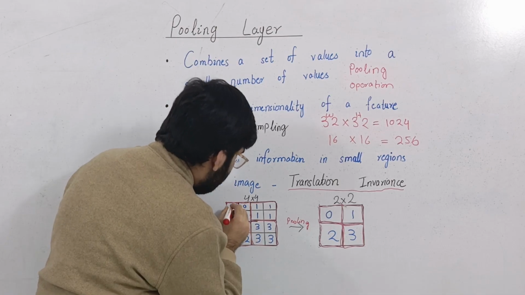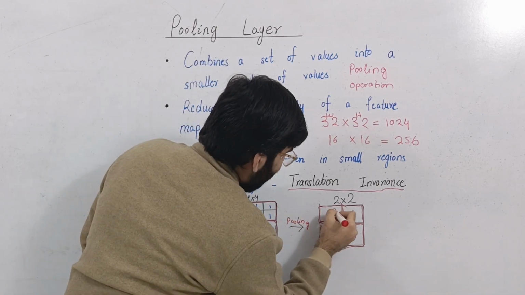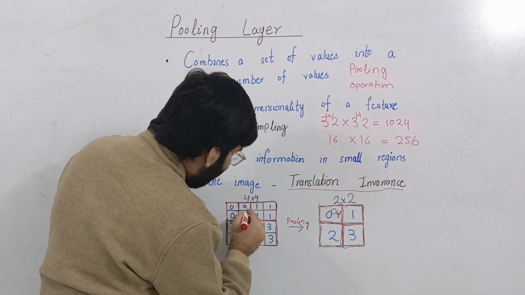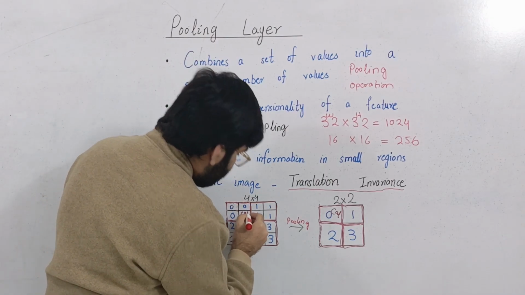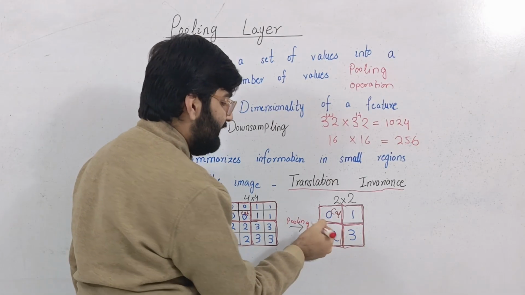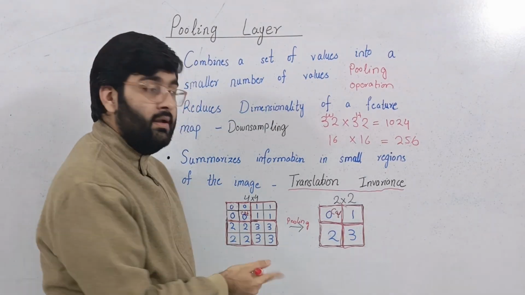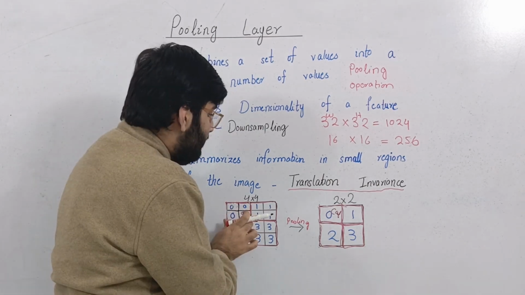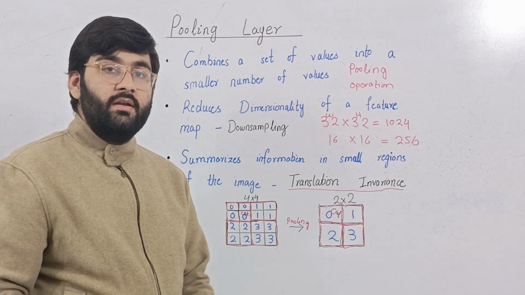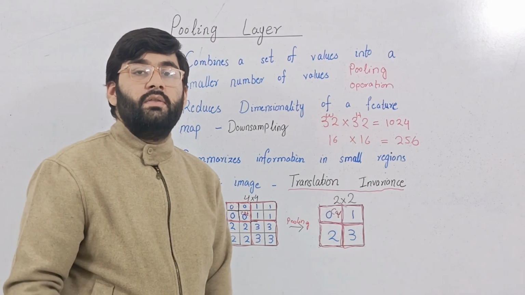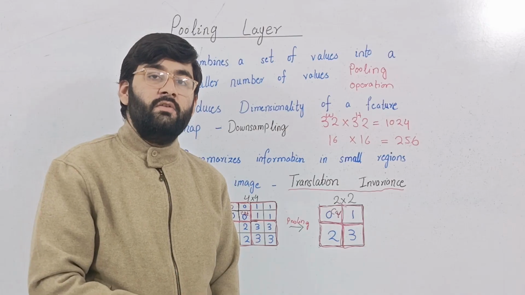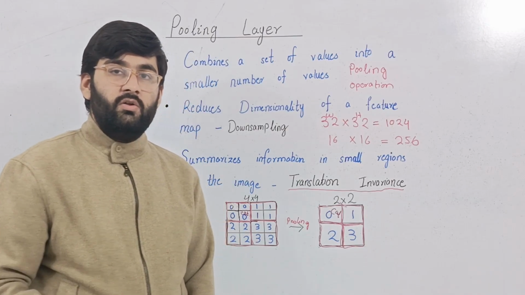In this one, this box will say cat. What if the cat is not here, but the cat is here? This box still says cat. It does not matter in which part of the original box the cat is. This is called translation invariance. The pooling layer introduces translation invariance to the convolutional neural network.